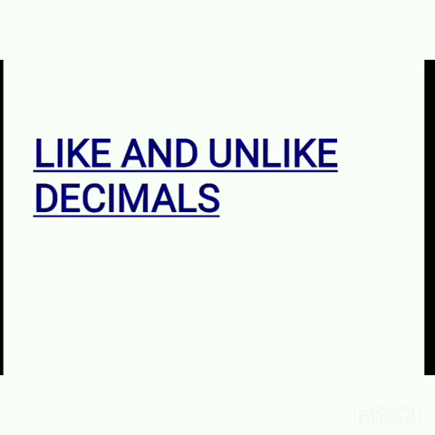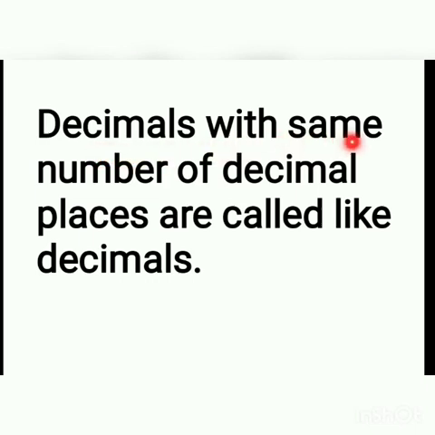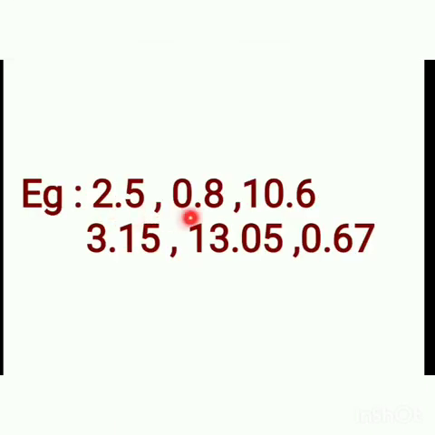Next, like and unlike decimals. You know like and unlike fractions, isn't it? The fractions with same denominator are like and fractions with different denominators are unlike. Same case here. Decimals with same number of decimal places are called like decimals. If you see an example, you will understand. Here 2.5, 0.8, 10.6. If you leave after the decimal point, here you have one place. Here also you have one place. Here also you have one place. Such decimals are called like decimals. That means after the decimal point, the places are same. Before the decimal place, you don't care. After the decimal place, here 3.15, 13.05, 0.67. When you look after the decimal point, here you have two places. Here you have two places. Here also you have two places. So these decimals are like decimals. After the decimal point, not before the decimal point.